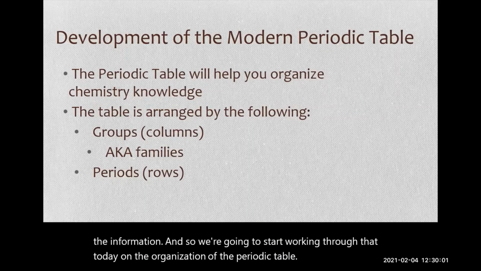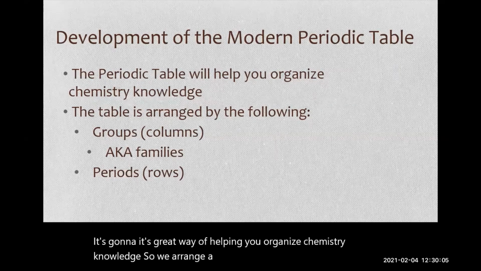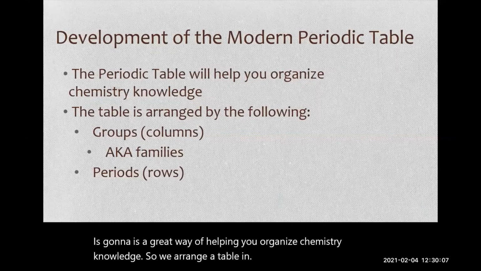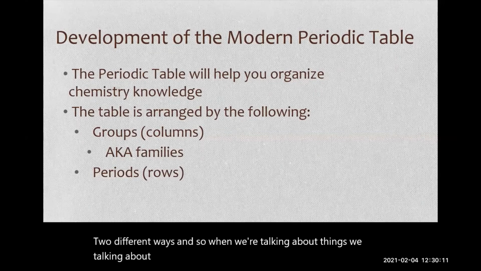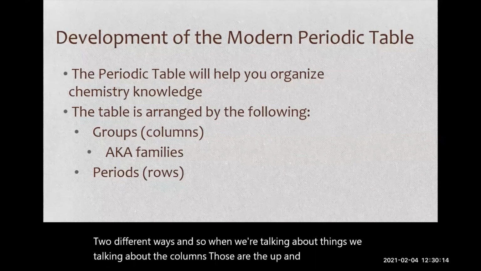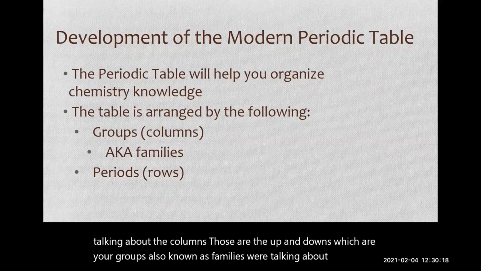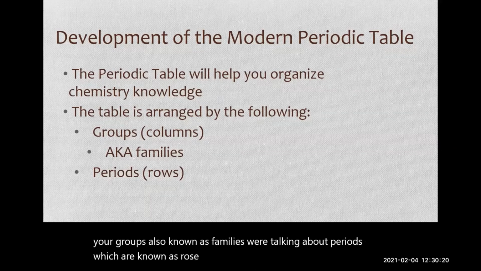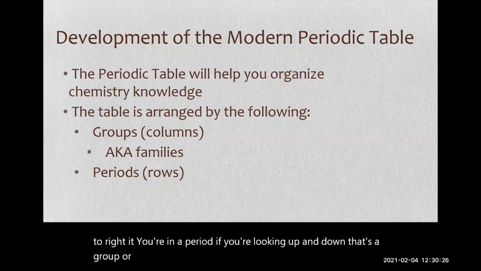It's a great way of helping you organize chemistry knowledge. So we arrange a table in two different ways. When we're talking about things, we're either talking about the columns, those are the up and downs, which are your groups, also known as families, or we're talking about periods, which are known as rows. If it goes horizontally, left to right, you're in a period. If you're looking up and down, that's a group or a family.